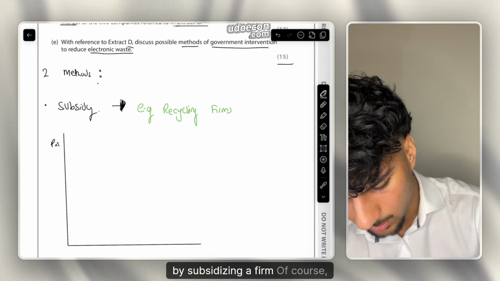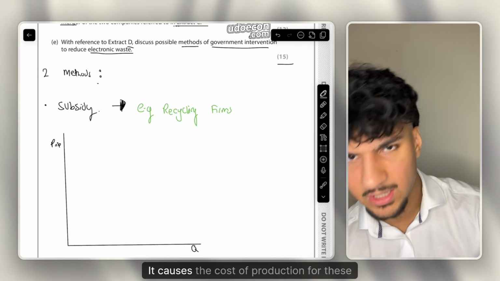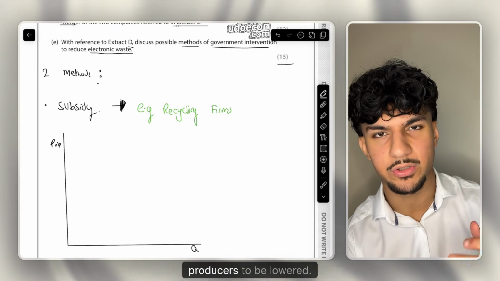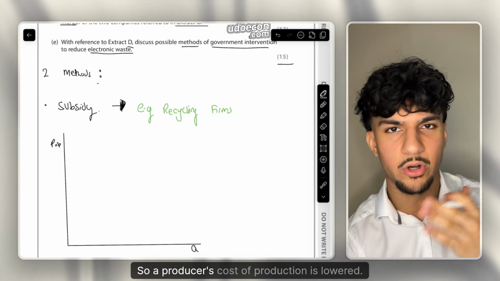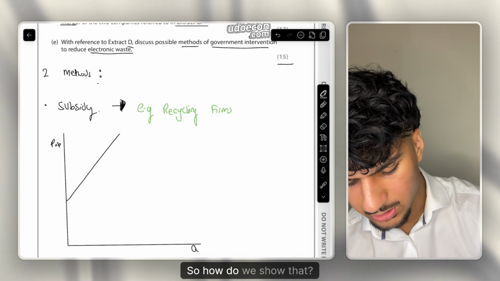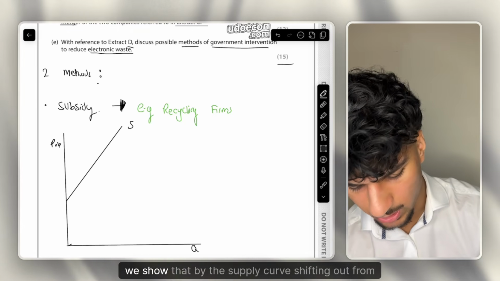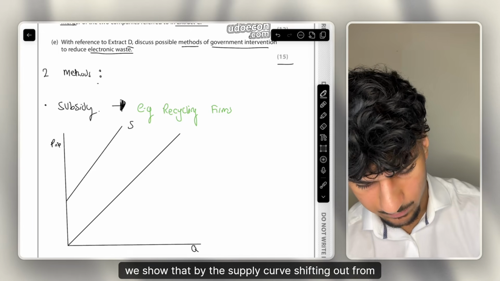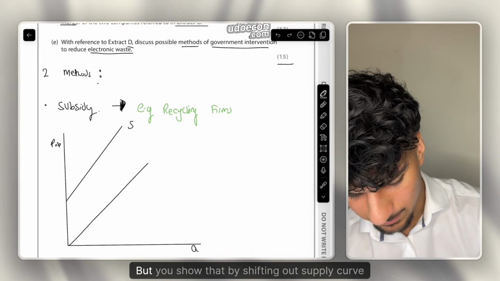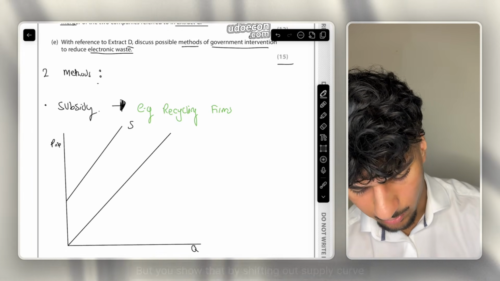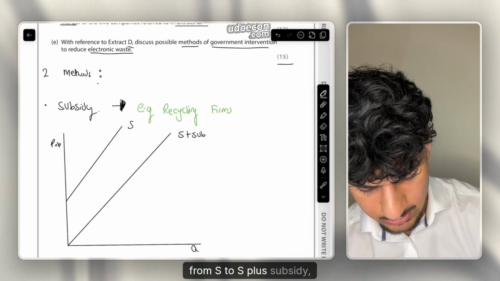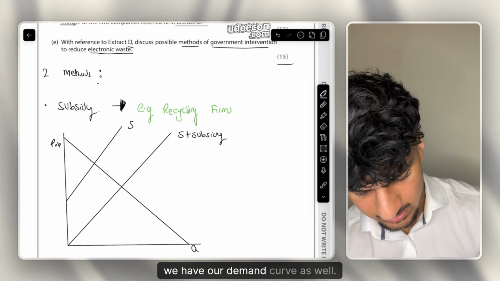Okay, so when we subsidize a firm, how does it affect the firm? By subsidizing a firm, of course, what does it do? It causes the cost of production for these producers to be lowered. So a producer's cost of production is lowered. So how do we show that on a diagram? Of course, we show that by the supply curve shifting out. These are a bit wonky supply curves, but you show that by shifting out the supply curve from S to S plus subsidy. Now, of course, we have our demand curve as well.